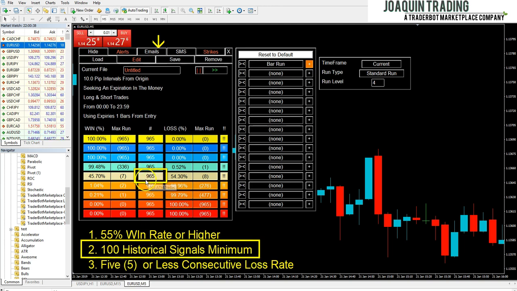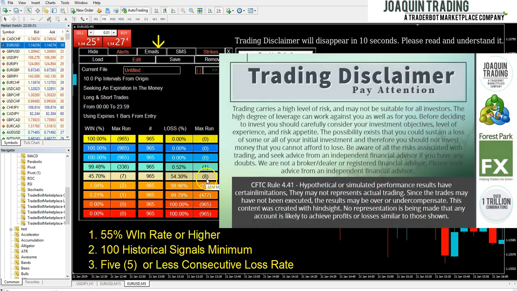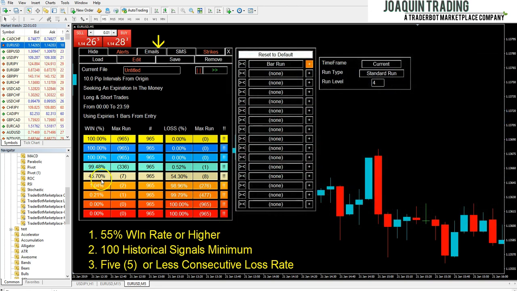Right here it shows this signal has produced 965 signals. Does this meet our criteria? Yes. And here we have the maximum consecutive loss rate at 8. Is this 5 or less? No. So what we're looking for, we're looking to get this number down to 5 or less. This number has to remain above 100, and this number has to be 55% or higher. Can we do it? I don't know. We're going to take a look at it.